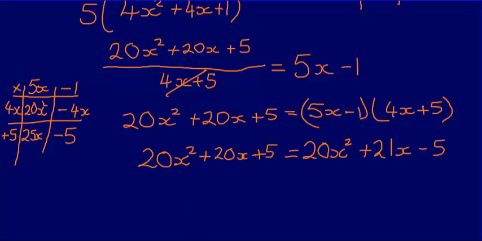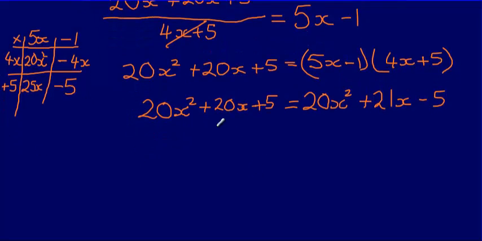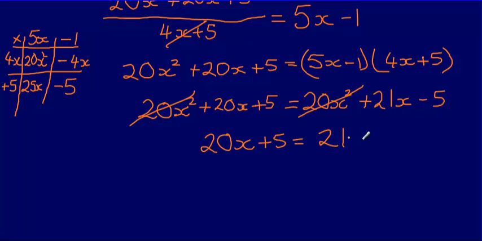What I can see is that 20x² + 20x + 5 is equal to 20x² + 21x − 5. If I were to subtract 20x² from both sides, they cancel each other out. That means that I've got 20x + 5 is equal to 21x − 5. Now I've got a fairly simple linear equation which I can solve from here.